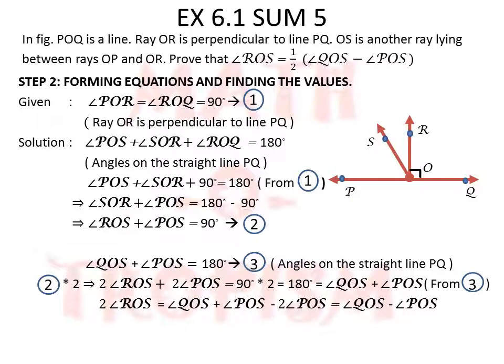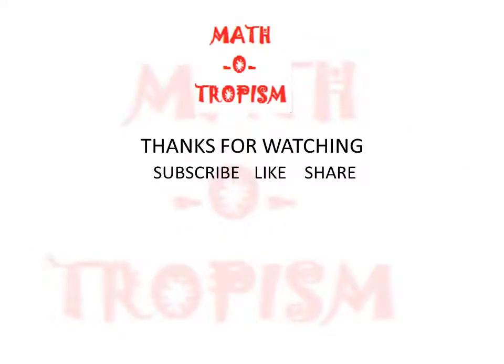Now rearranging, we get 2 angle ROS equals angle QOS plus angle POS, and the 2 POS on the left hand side goes to the right hand side and becomes minus 2 angle POS, so that is equal to angle QOS minus angle POS. When we bring the 2 from the left hand side to the right hand side, angle ROS is equal to half of angle QOS minus angle POS. This is the given equation which we had to prove. Thus proved. Thank you.